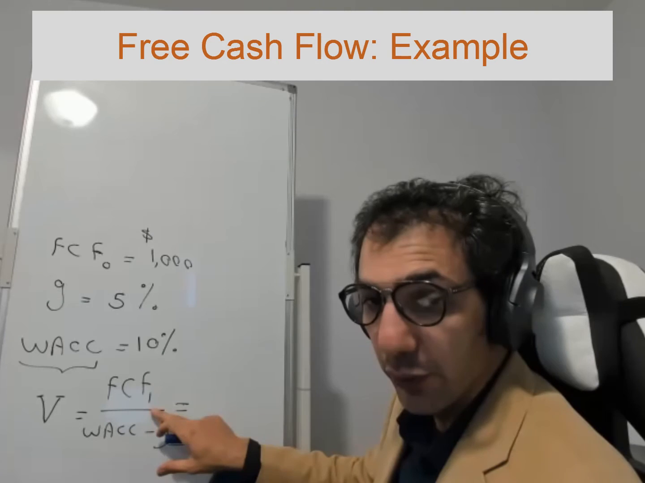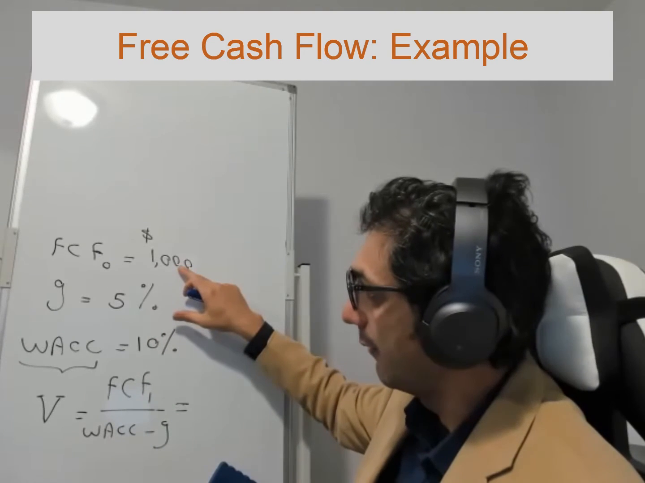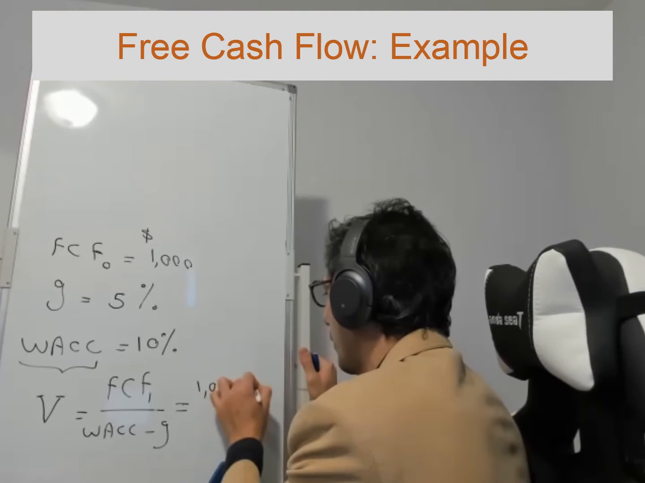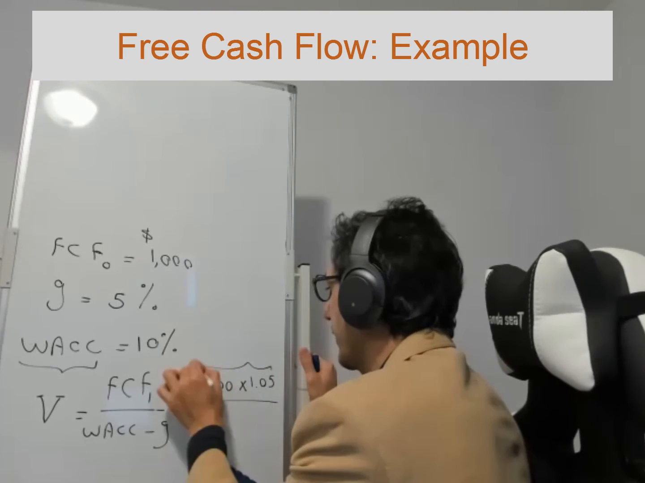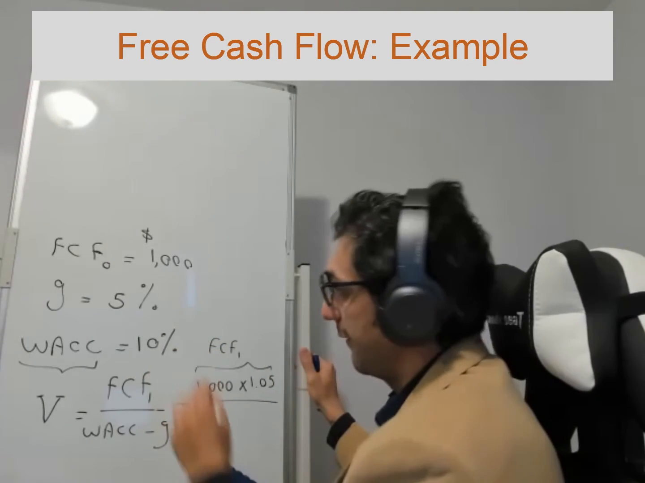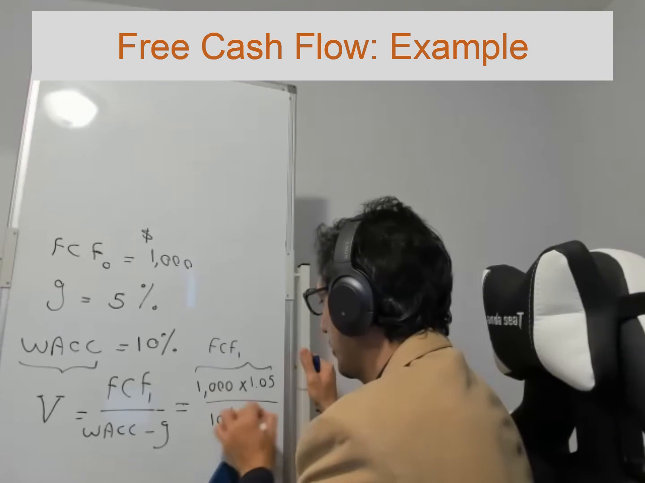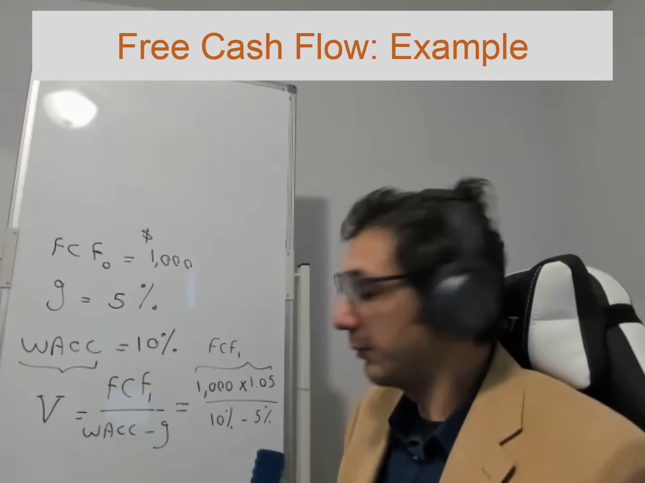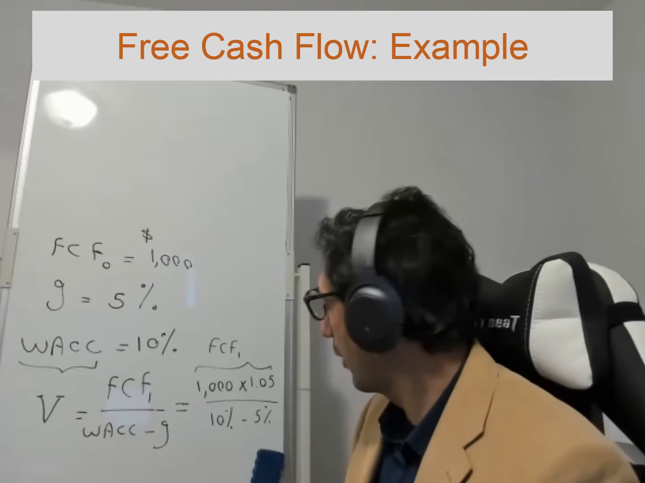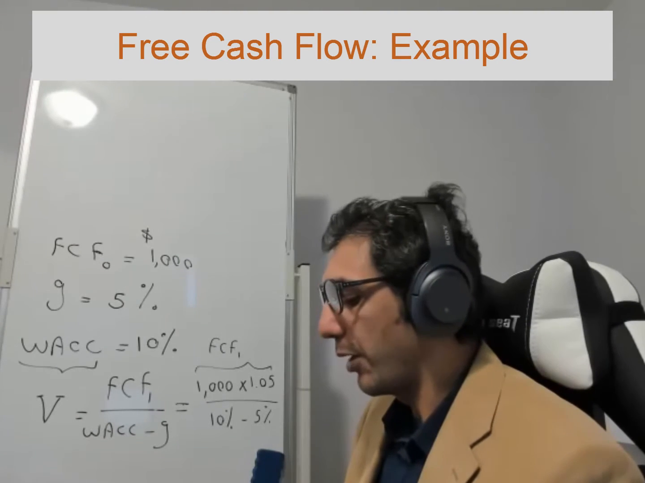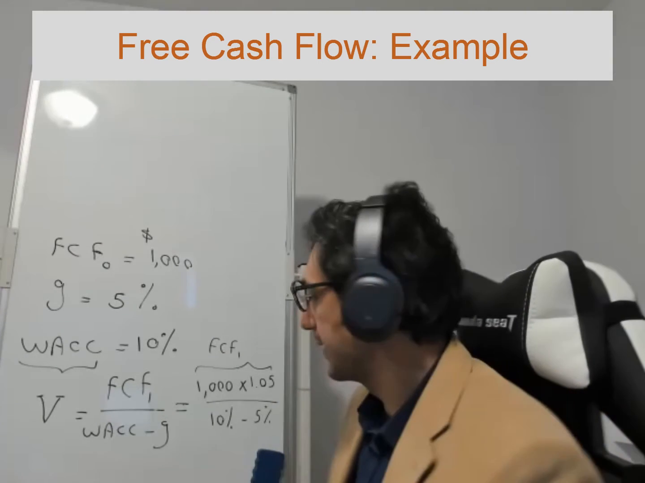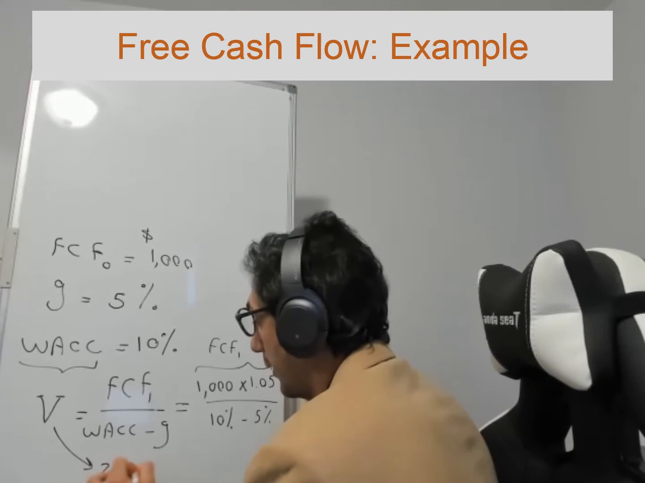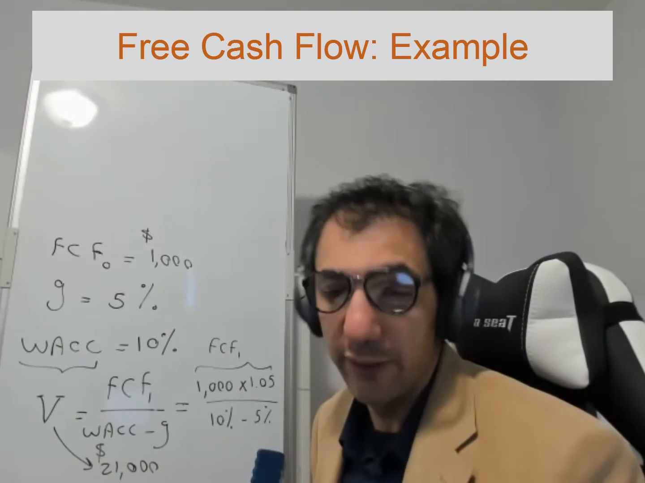Be careful, here it is free cash flow 1 year from now. So you have to grow your free cash flow by g, which is 5%. So it's $1,000 times 1.05. This is the whole thing. Here is the free cash flow 1 year from now. The WACC is 10% minus g, which is 5%. So if you plug in the numbers, you can find the value of the firm. Let me just calculate that. 1,000 times 1.05, which is 1,050, divided by 5%. So this gives you $21,000. So that $21,000, that's the whole value of the firm.